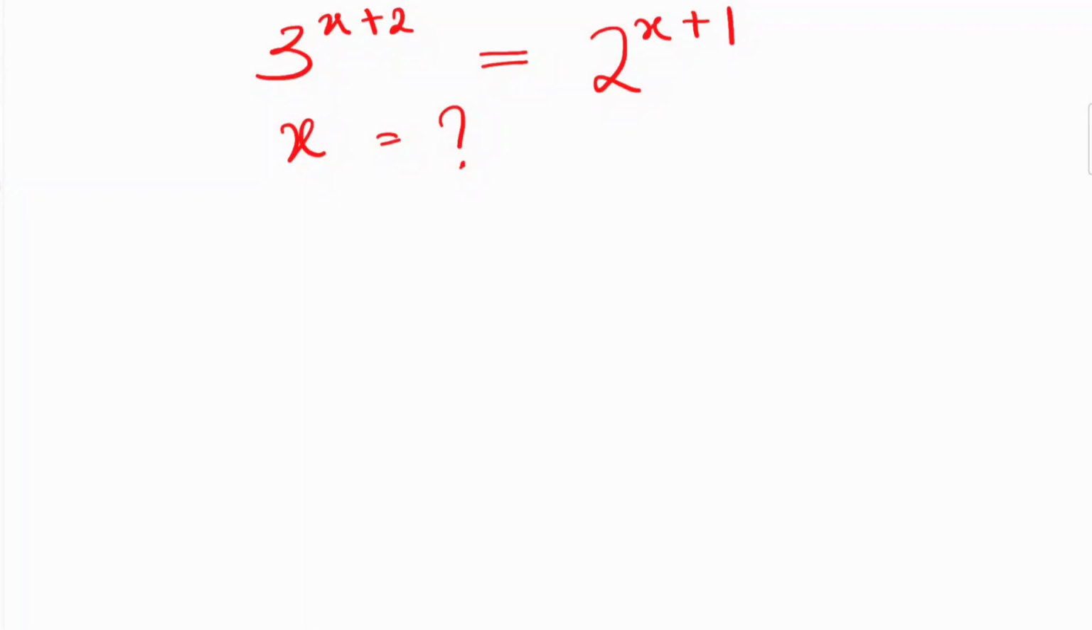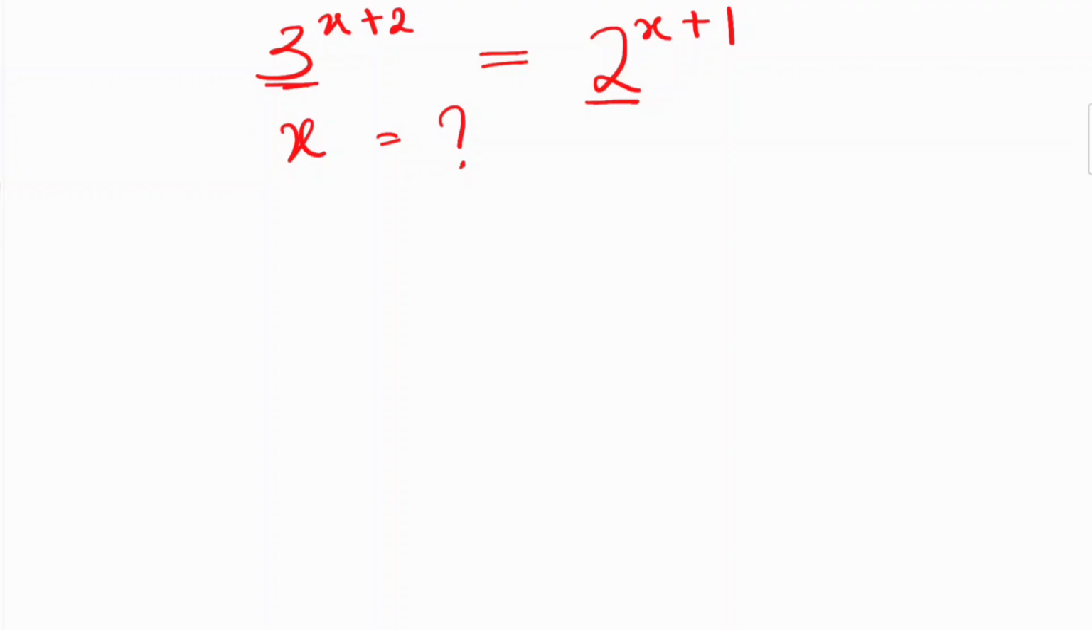In this tutorial we are going to solve for the value of x in this exponential equation on the board. We have 3 to the power of x plus 2 is equal to 2 to the power of x plus 1. We are expected to find the value of x. To do this, you can see that the bases are different. We have base 2 and base 3 in the left hand side and in the right hand side.